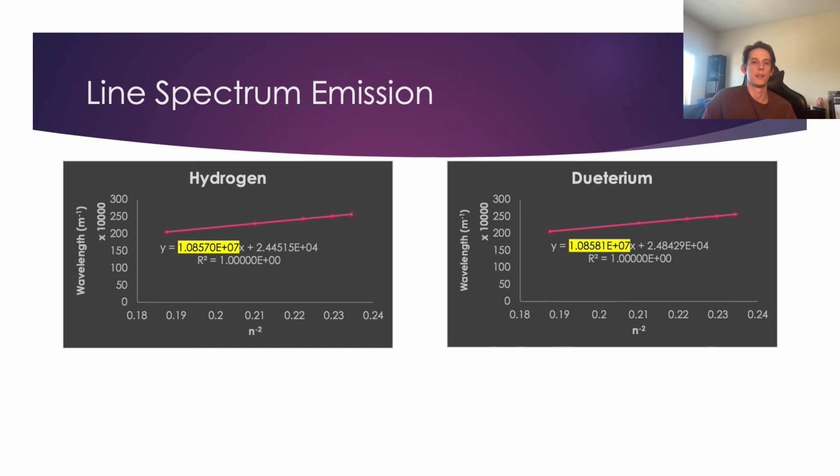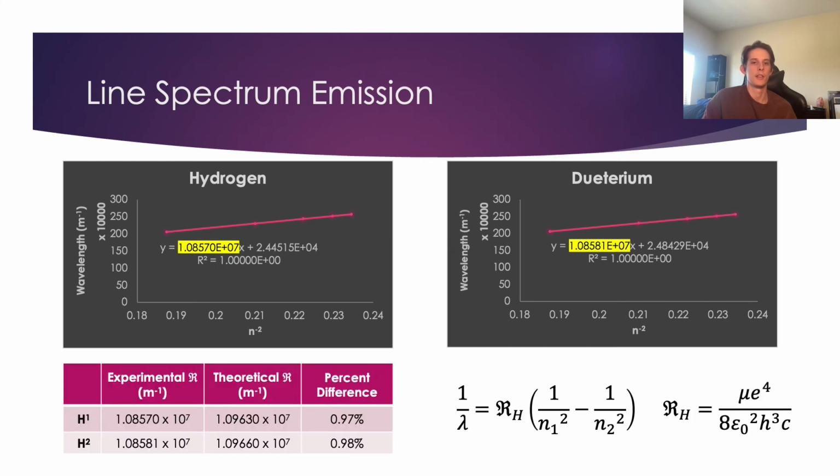From the experimental data, I was able to plot 1 over the wavelength versus 1 over the principal quantum number for each transition. This was done for hydrogen and for deuterium. I created a regression curve for each set of data where the slope of the curve corresponds to the Rydberg constant determined experimentally. The theoretical values of the Rydberg constant when compared to our experimental data has a very small percent difference, demonstrating that line emission spectroscopy is a very powerful tool for understanding the quantization of energy.